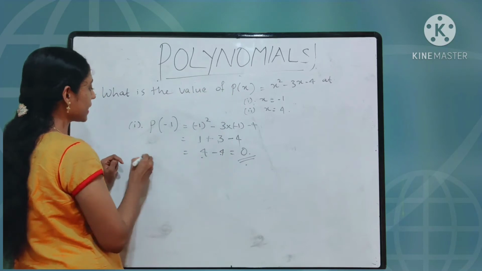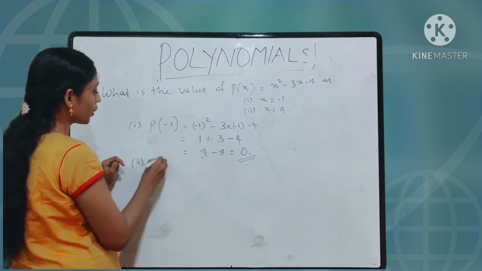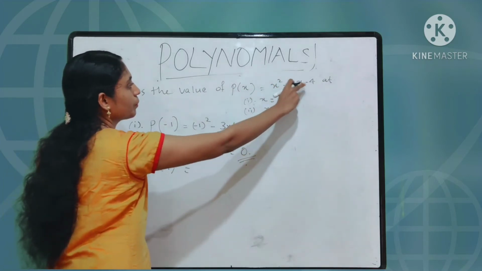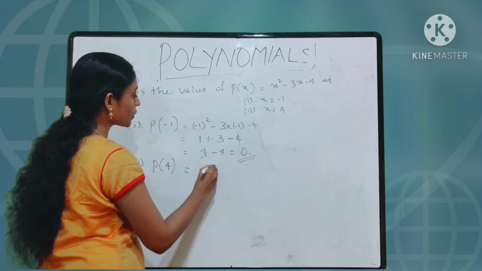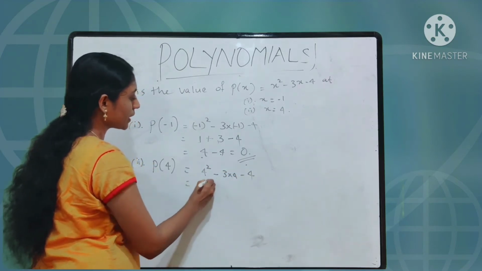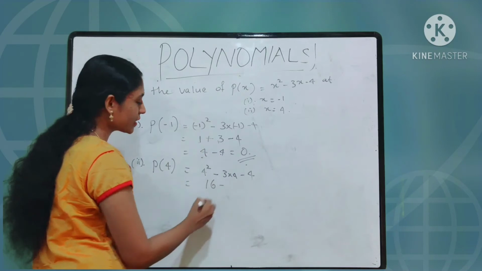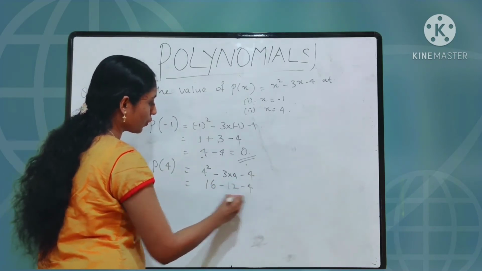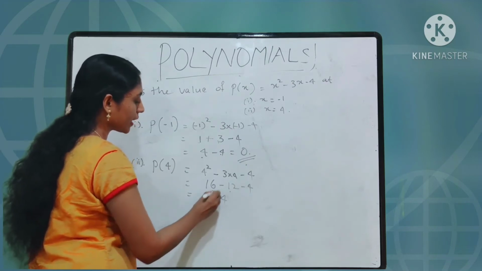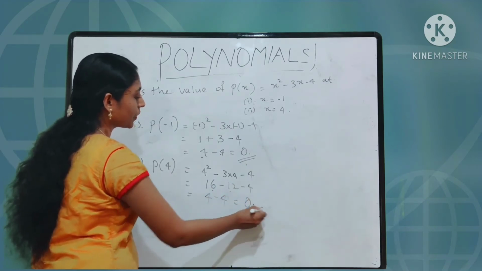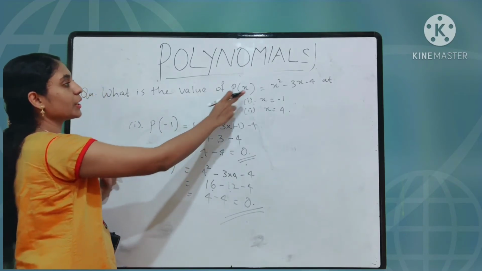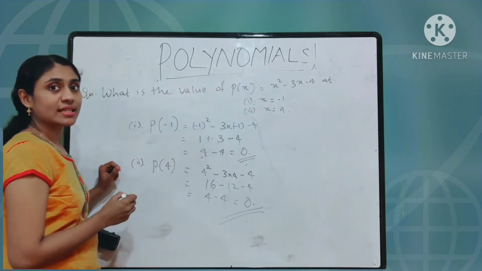And what about the next case? That is x is equal to 4. So we are substituting 4 instead of x. So p of 4 is equal to 4 square minus 3 into 4 minus 4. 4 square is 16 minus 3 into 4 is 12 minus 4. What about 16 minus 12? It is 4, minus 4. 4 get cancelled. The answer is 0. That means if we put x is equal to minus 1 and x is equal to 4, the value of p of x is equal to 0.